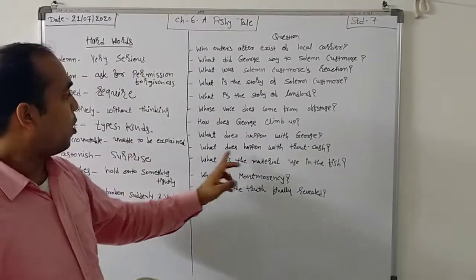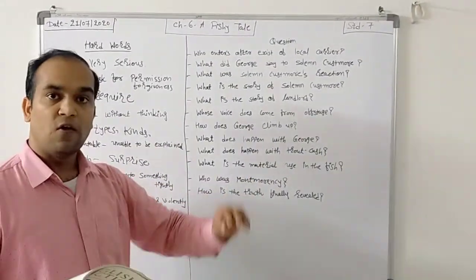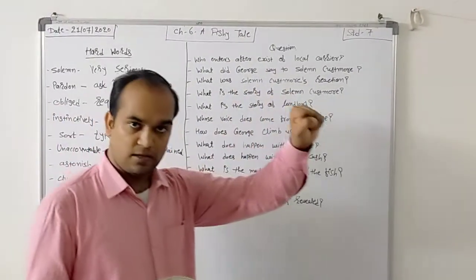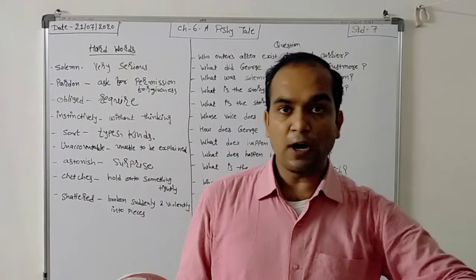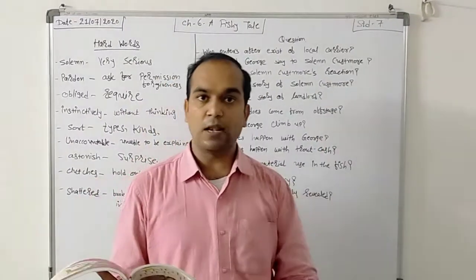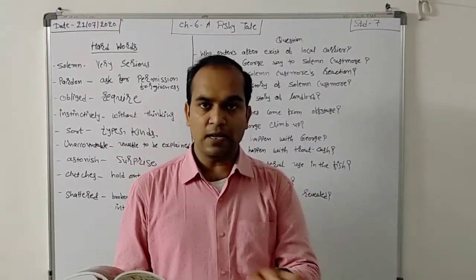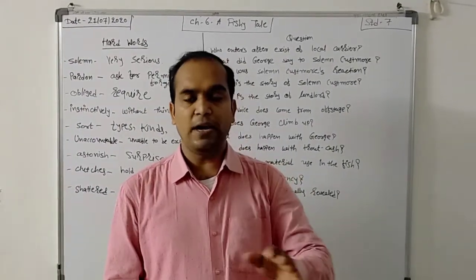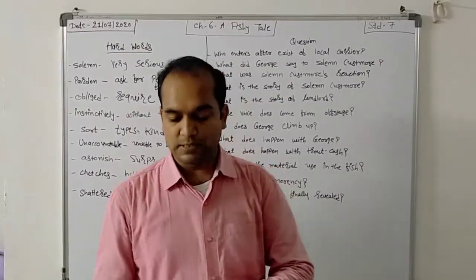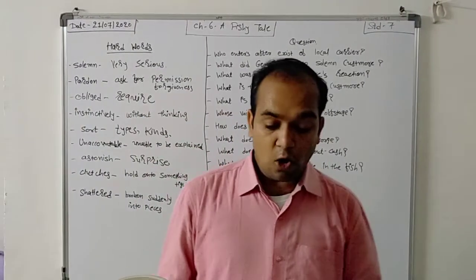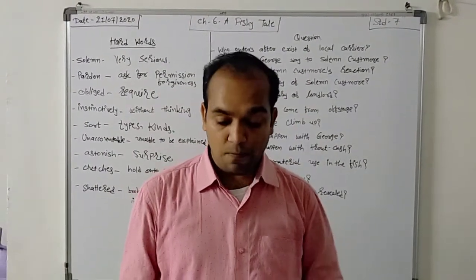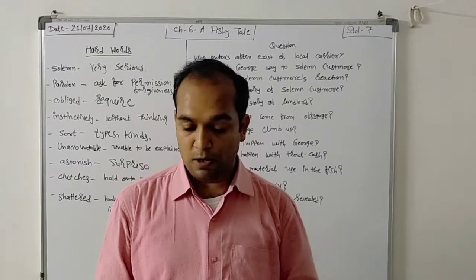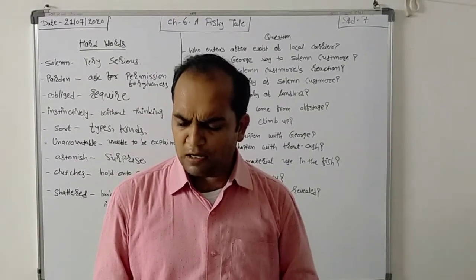So, what happens to the trout case? When George clutches that trout case, it falls onto the ground and breaks into different pieces. Jerome lifts up, suddenly jumps and runs to George. You haven't injured the fish, have you?